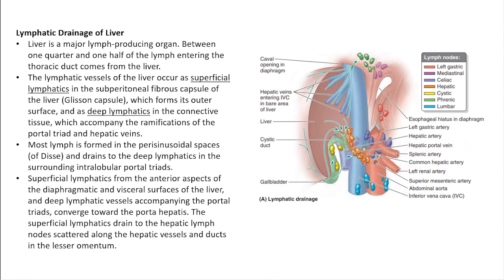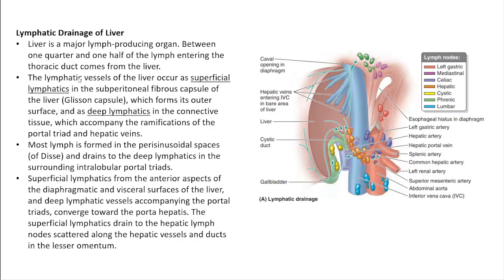Then coming to the lymphatic drainage of the liver, I will just go over this quickly. It is a major lymph producing organ. In the posterior abdominal wall, and then in the posterior mediastinum part of the thorax, we will be studying about the cisterna chyli and left thoracic duct. Up to one half of the lymph entering the thoracic duct is coming from the liver. So the liver is the major producer of lymph within the abdominal cavity.